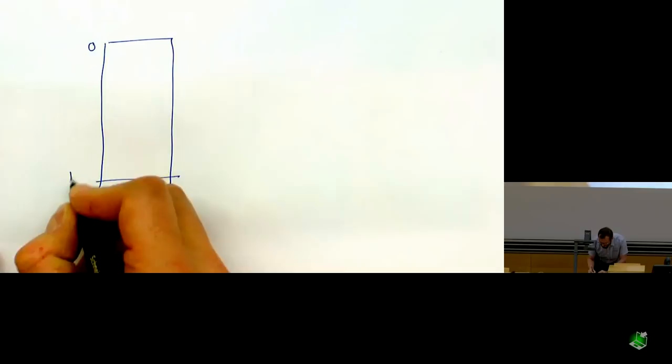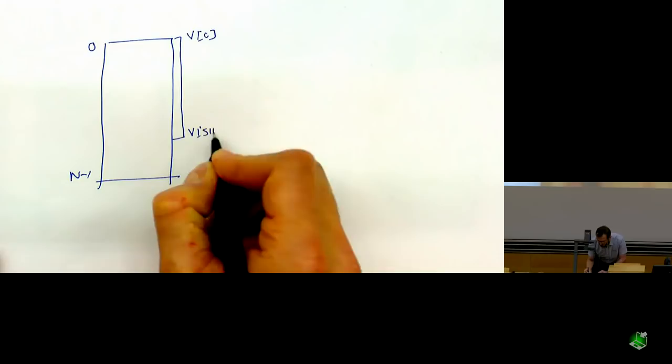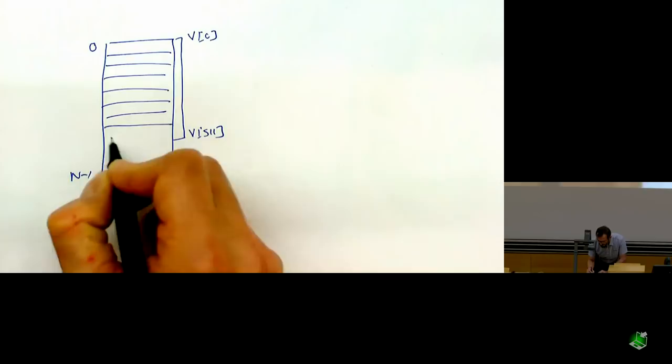Okay, so if you look at memory over here, this is memory address 0, memory address n minus 1. What might happen is your vector 0 could be here, your vector 500, let's say this is a 512 element vector, and each element can be stored consecutively over here, right? So you have a 512 element vector.